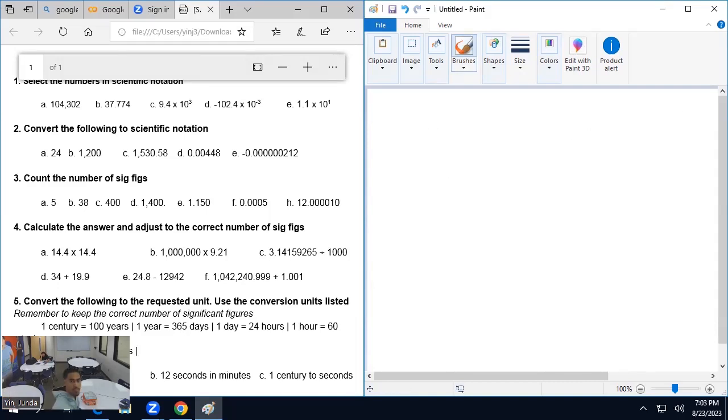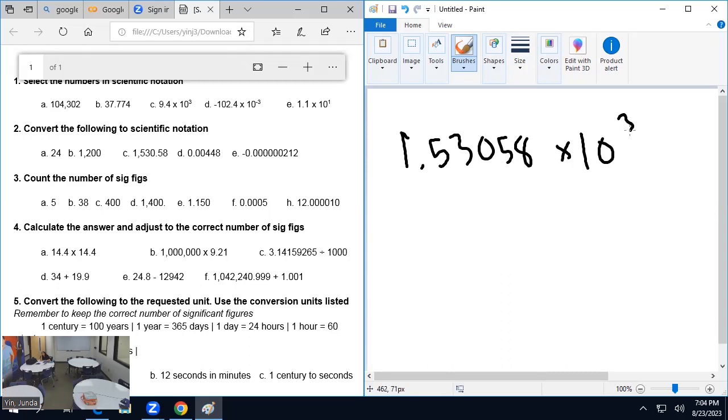1,530.58. Okay, 1.53058 times 10 to the 5. What you said, times 10 to the 5? 3, 4, 5, yeah. That is almost correct, but you have to keep in mind how many times you're moving the decimal. 1, 2, 3. Oh, you're right, I'm really blind. You're good. That is correct. It is 1.53058 times 10 to the 3. That is the correct answer.